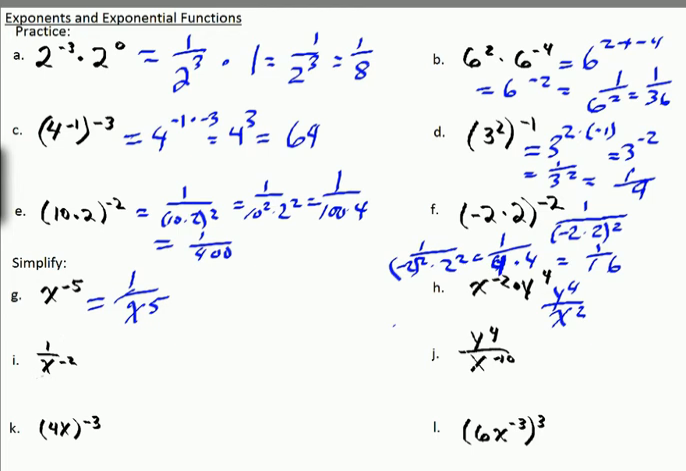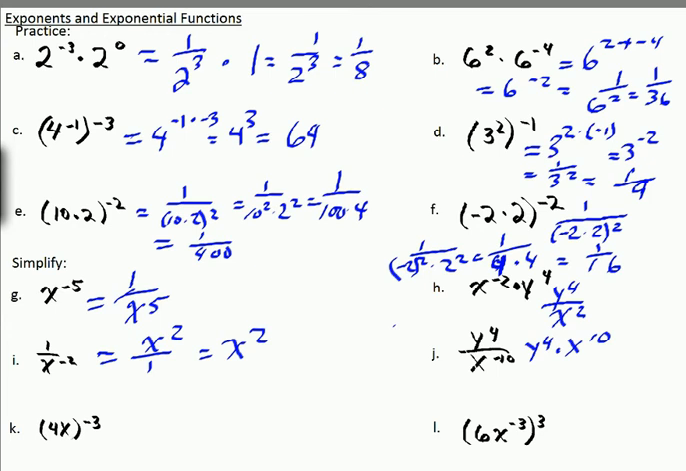Here I have 1 over x to the negative 2 power. I know something raised to a negative power is a reciprocal, so I'm going to have x to the second power over 1. I have x squared. Here I have y to the 4th over x to the negative 10th. So I have y to the 4th times x to the positive 10th power. I cannot combine these because they are not like bases. One is y, one is x.